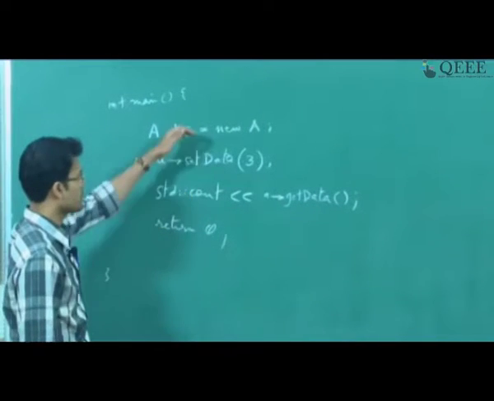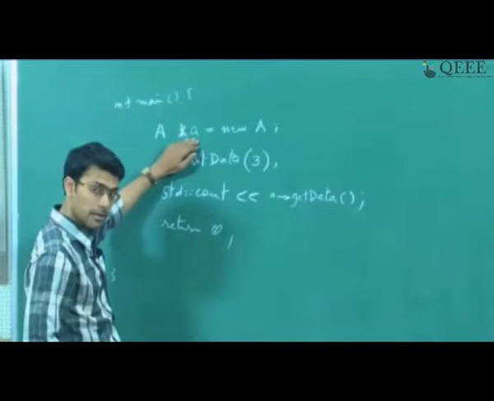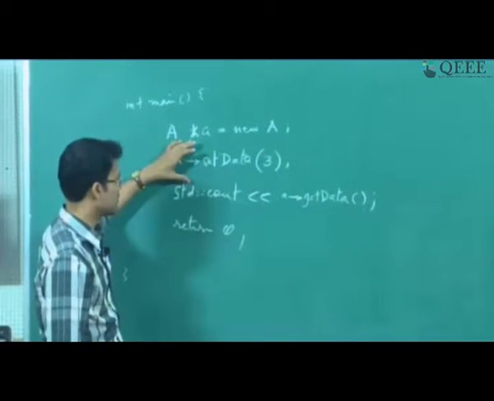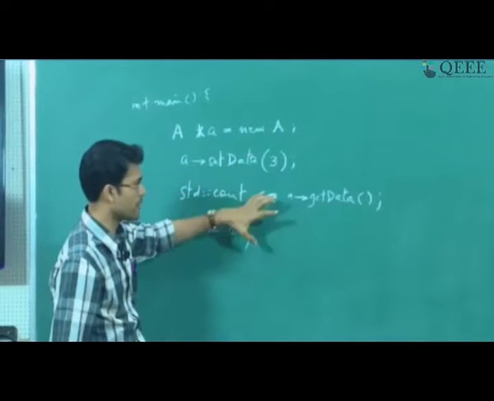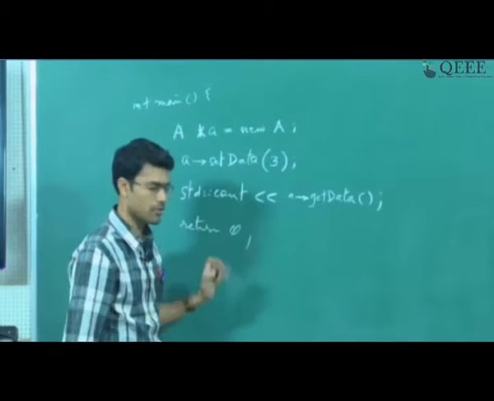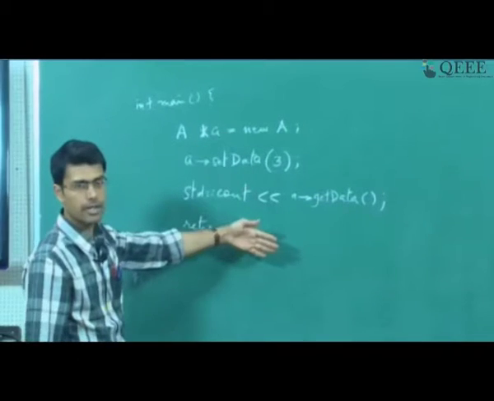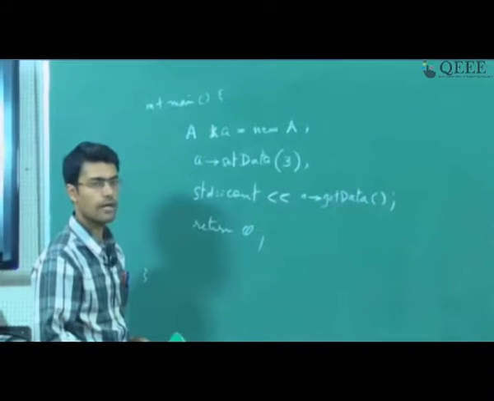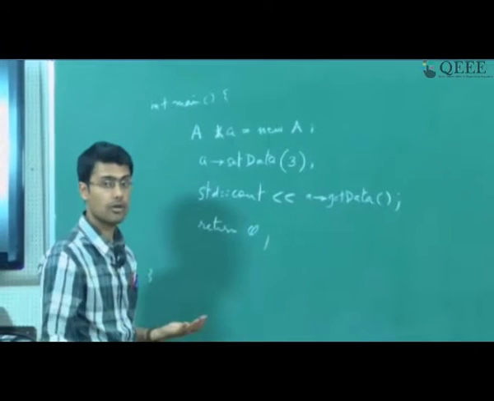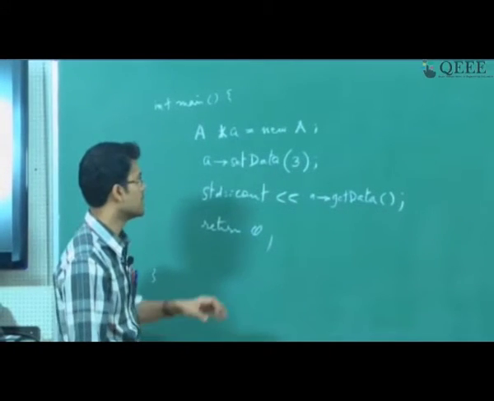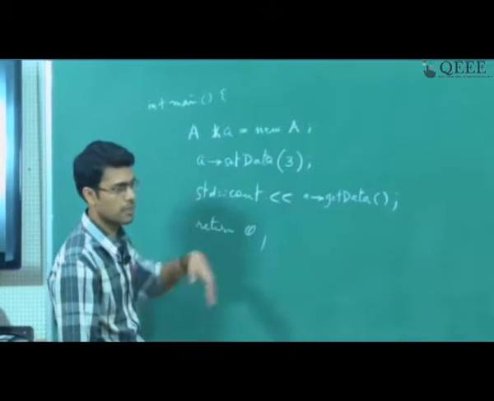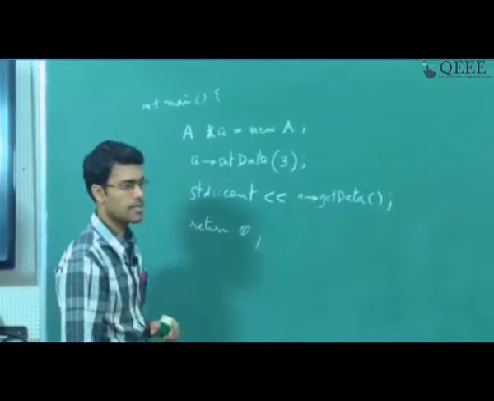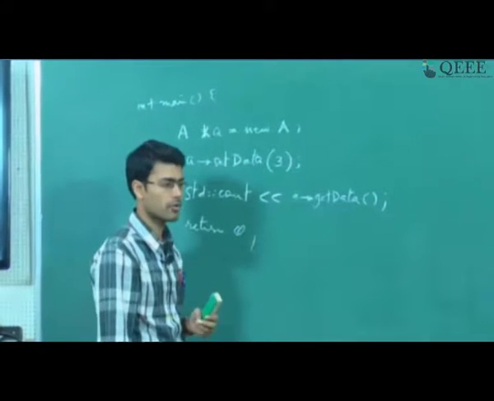The important aspect of this code is that I am defining a pointer to A type using new, and with A arrow I am calling member functions such as set data, get data, and so on. This code remains exactly the same whether or not you have overloaded the operator new. So what this means is that you are going to use exactly the same mechanism for operator overloading.